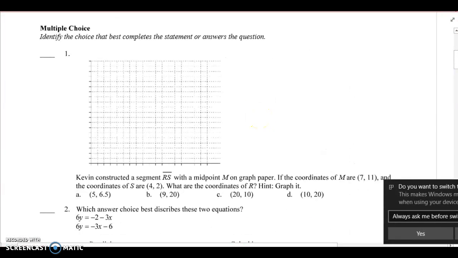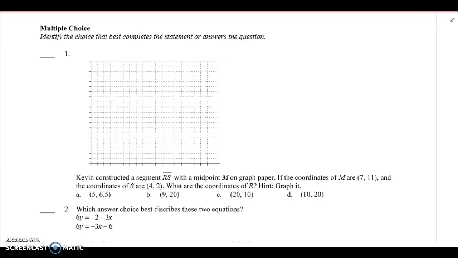Let me see what's going on with my computer. There we go. So on this one it says Kevin constructed a segment RS with a midpoint M on graph paper. If the coordinates of M are 7, 11, and the coordinates of S are 4, 2, what are the coordinates of R? Hint, graph it.